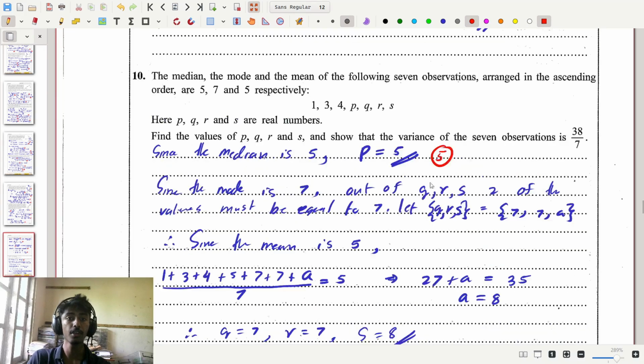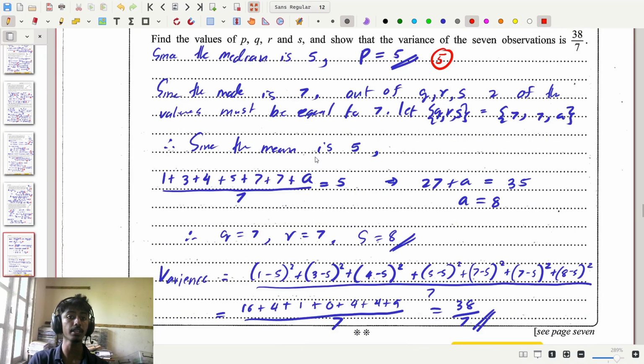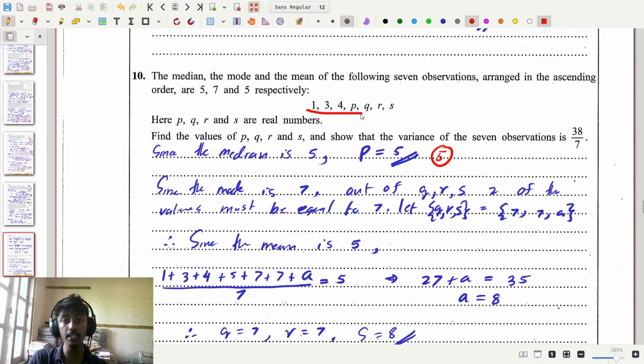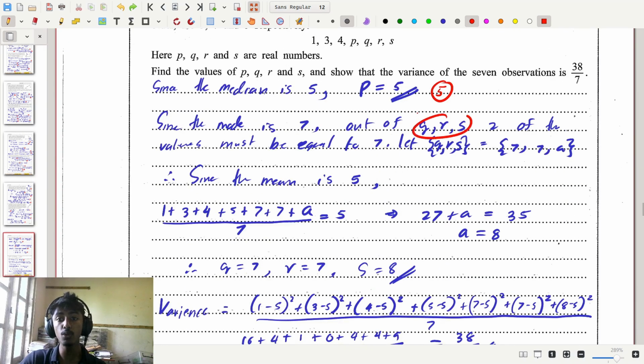Now after this, when you take the mode and you say since the first 4 values are not equal to 7, out of the remaining 3 values, at least 2 of them must be equal to 7, and therefore out of Q, R, S, 2 are 7, and the set Q, R, S must be the same as the set 7, 7 and A, where A is something else, you get 5 marks.